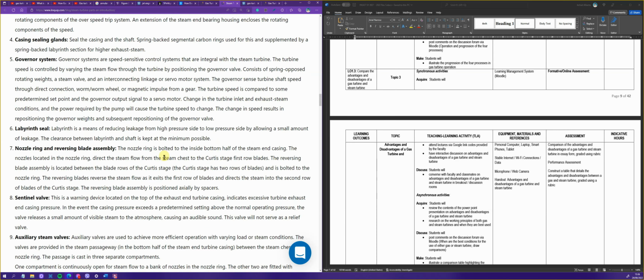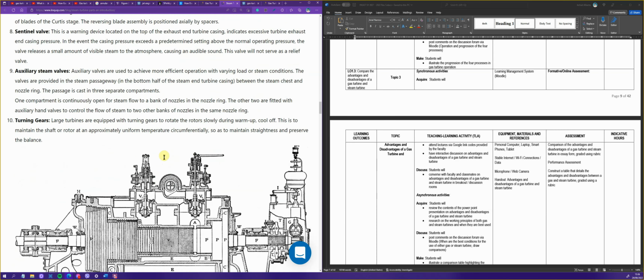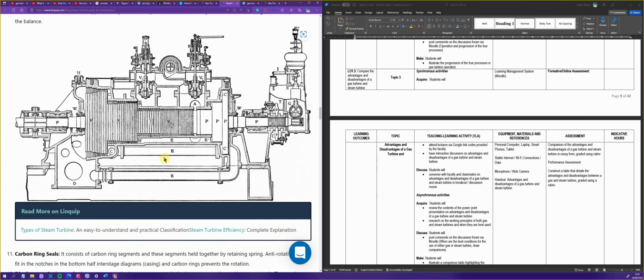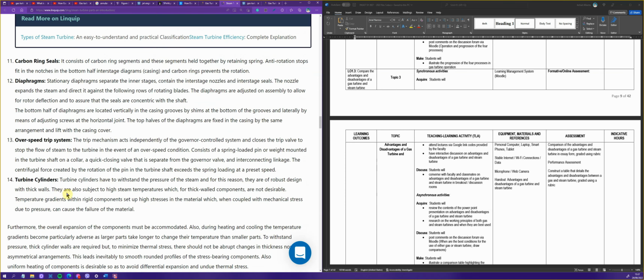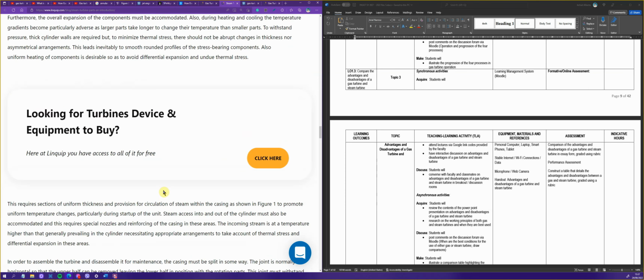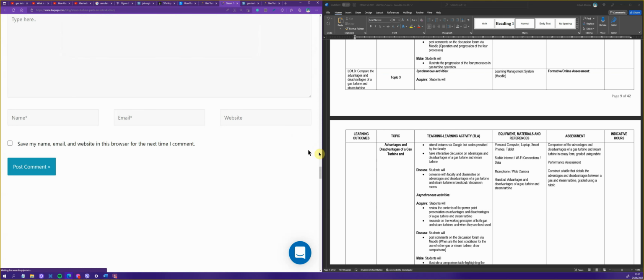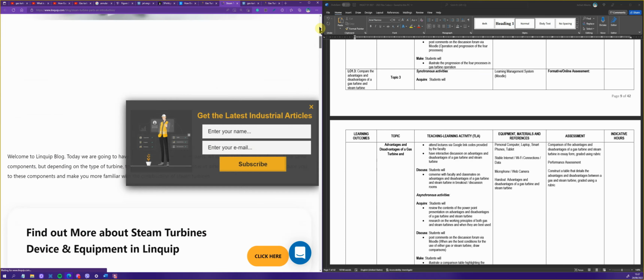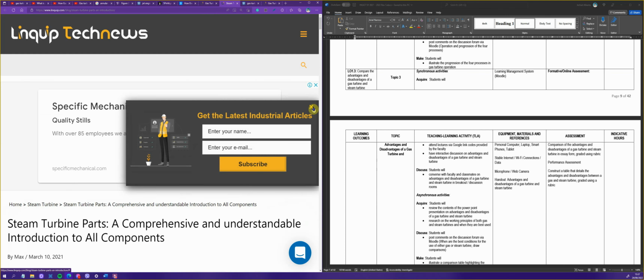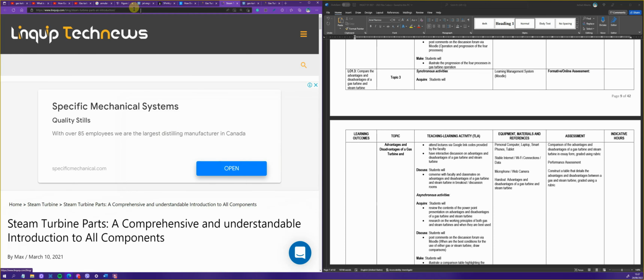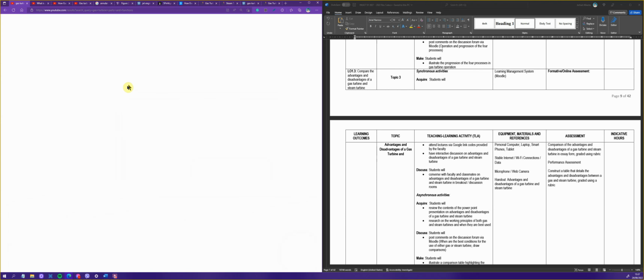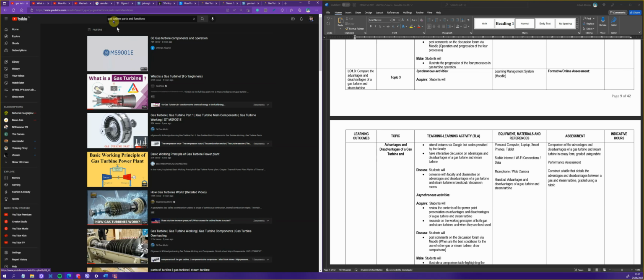Ito marami yung, I think it's better shown through a video. Kasi marami siyang laman. So tingnan natin kung ito, steam turbine. So, do you have any questions?